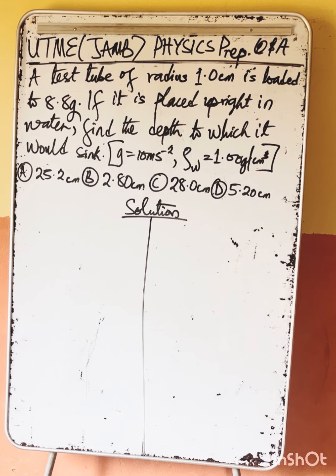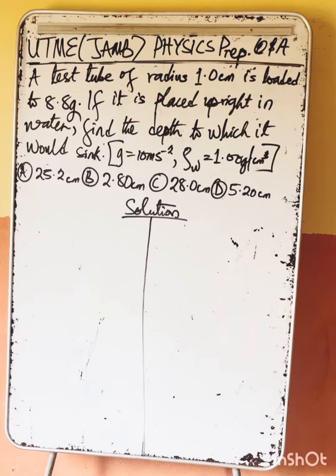A test tube of radius 1.0 centimeters is loaded to 8.8 grams. If it is placed upright in water, find the depth to which it would sink, given that g, acceleration due to gravity, is 10 meters per second squared. Density of water is 1.00 grams per cubic centimeter.